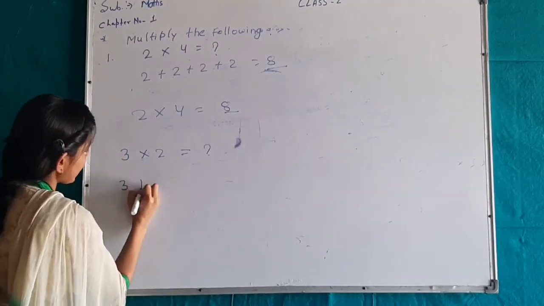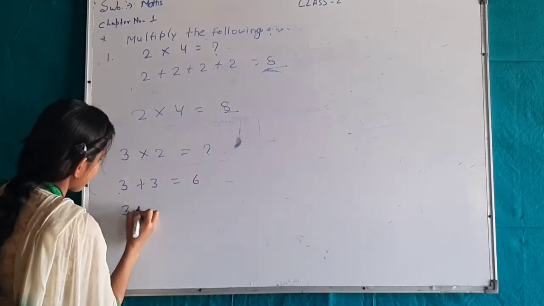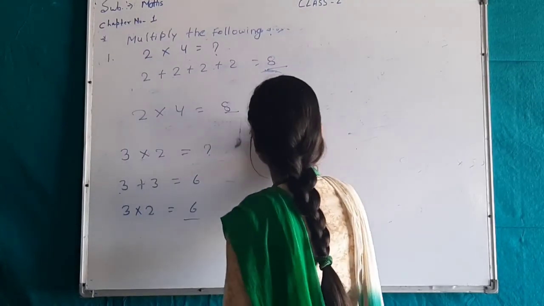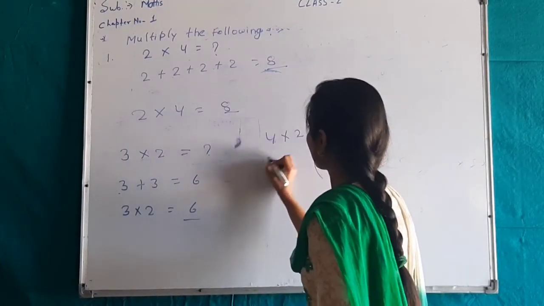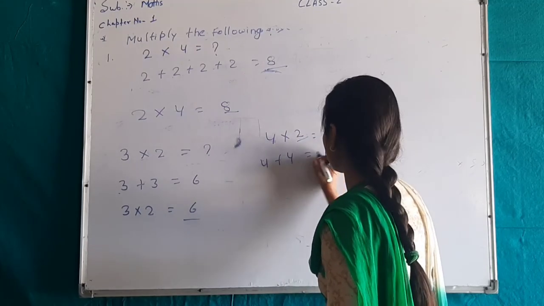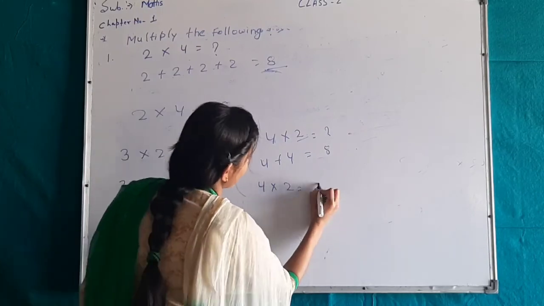We can write 3 plus 3 equal to 6, and so 3 into 2 equal to 6. Then 4 into 2 equal to what? We can write 4 two times. 4 plus 4 equal to 8, and in this way 4 into 2 equal to 8.